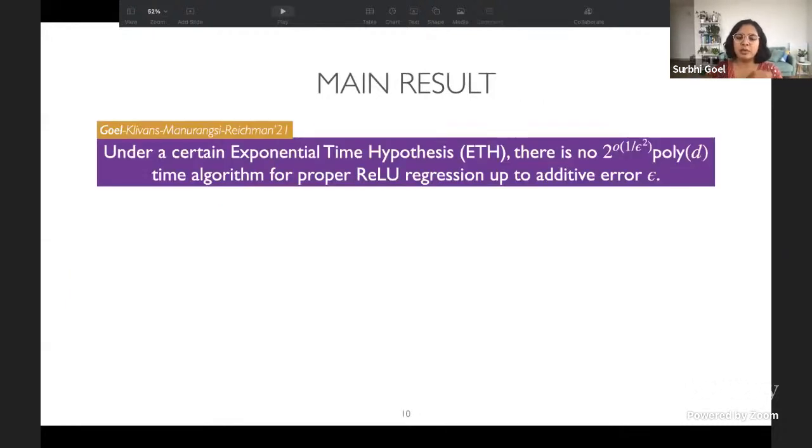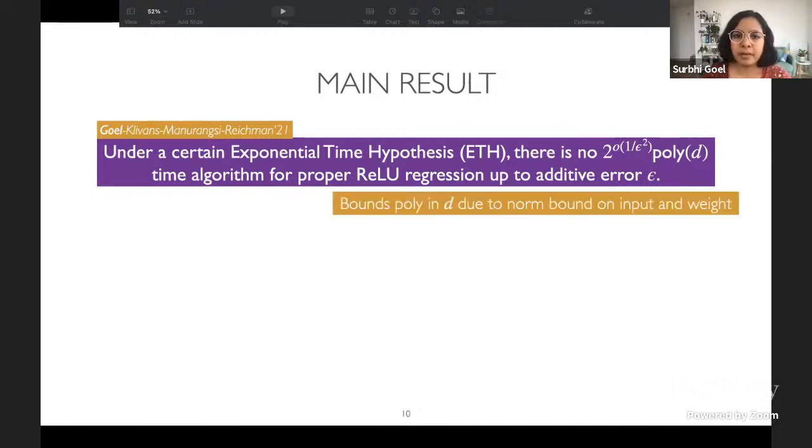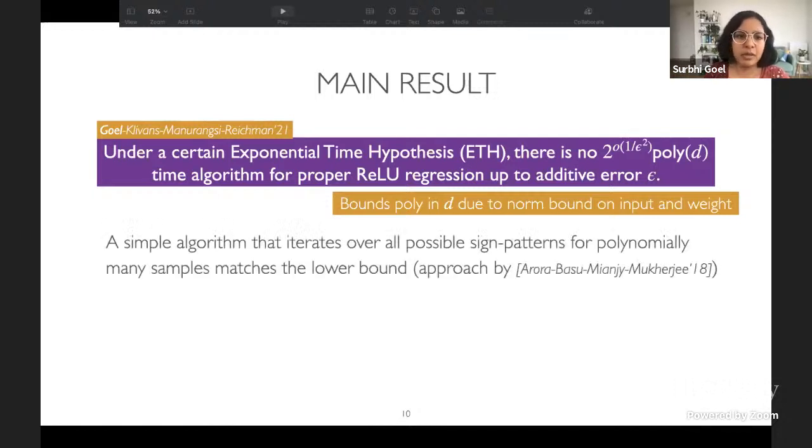So the main result we're able to show is that under a certain exponential time hypothesis, I'll mention what that hypothesis is, we can show that there's no 2^(o(1/epsilon^2)) poly(d) time algorithm for proper ReLU regression up to additive error epsilon. Okay, and the bounds again are poly in d because of the norm bound on the input and the weight.